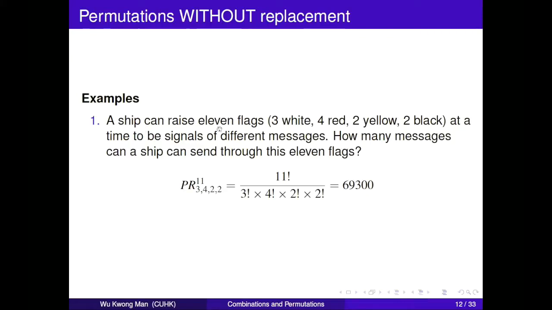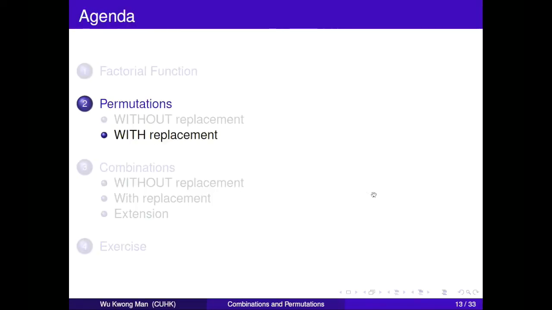A ship uses flags to transmit some signal to others. Different permutations of flags mean different kinds of messages. To calculate the number of messages, we should first calculate the total number of flags, which is the sum of all repeated flags, and it is 11 in this example. As we know the exact repeated number of each flag, we can easily find out the number of messages. 11 factorial over 3 factorial times 4 factorial times 2 factorial times 2 factorial, resulting in 69,300 messages.